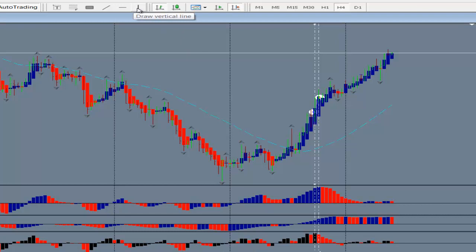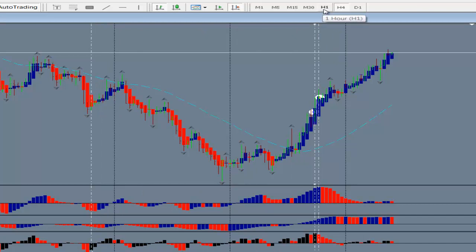I'm going to draw a couple of lines here just so you can get an idea. This is a counter trend trade area right here. You see that the trend is going down. It's a counter trend, which tells you that possibly you would consider a counter trend trade.